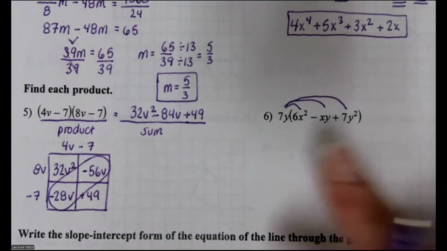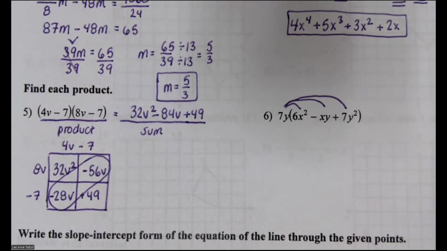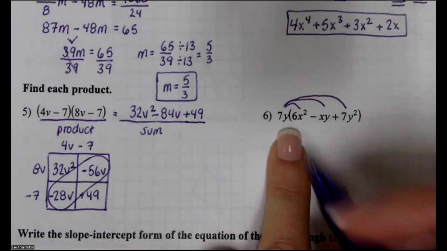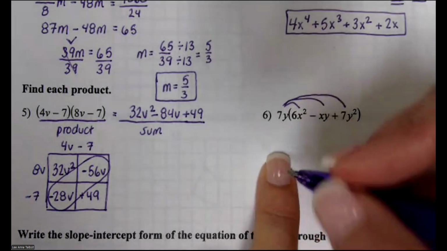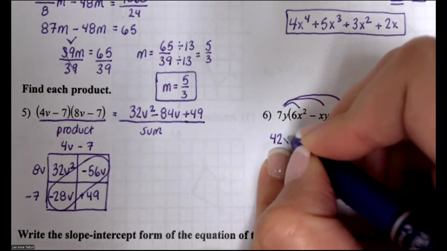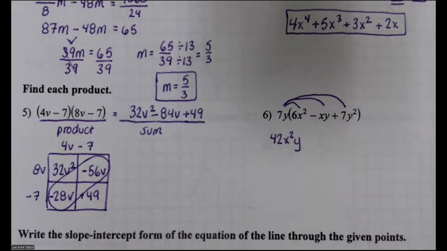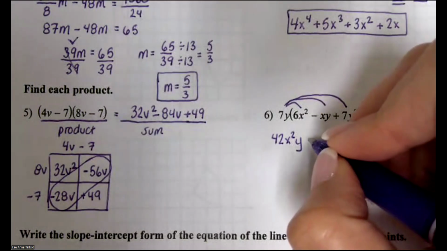Okay, and number 6 is also a multiplication because the 7y is directly in front of the parentheses without an operation there. But we have to be really careful of the letters. 7 times 6 is 42. And there's an x squared and a y. And I suggest you put them in alphabetical order. It'll help you see like terms later.